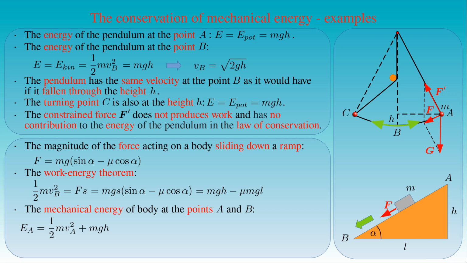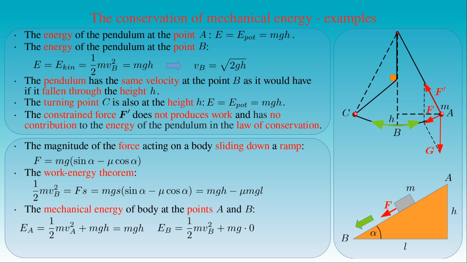Since the initial velocity of the body is 0, its total energy is equal to the mass m times the magnitude of the gravitational acceleration g times the height h. The mechanical energy of the body at the point B is given by 1 over 2 times the mass m times the square of the velocity v of the body at the point B, plus m times g times 0.